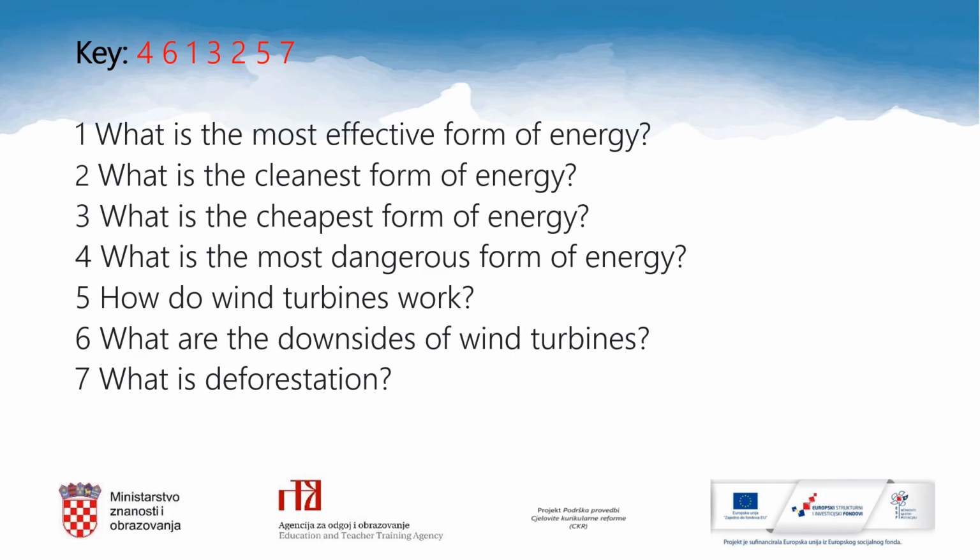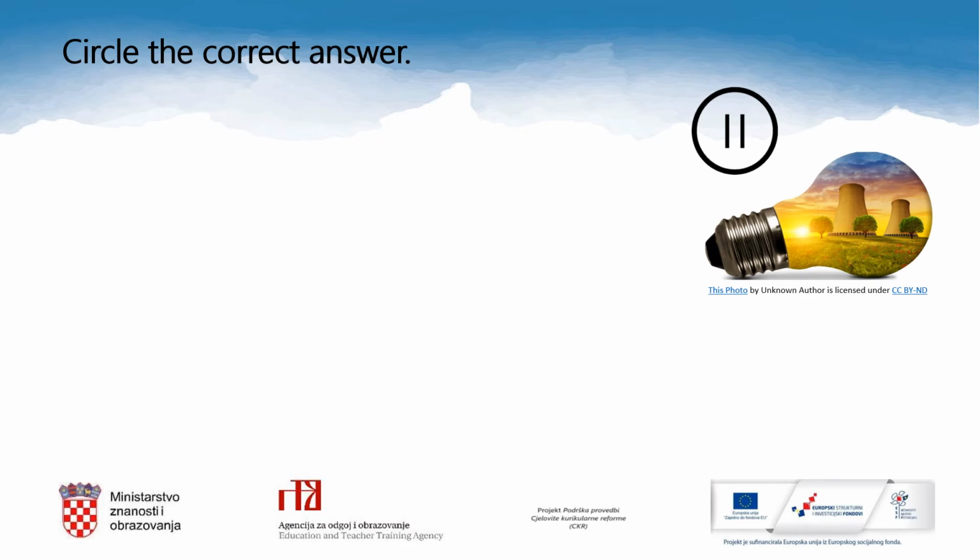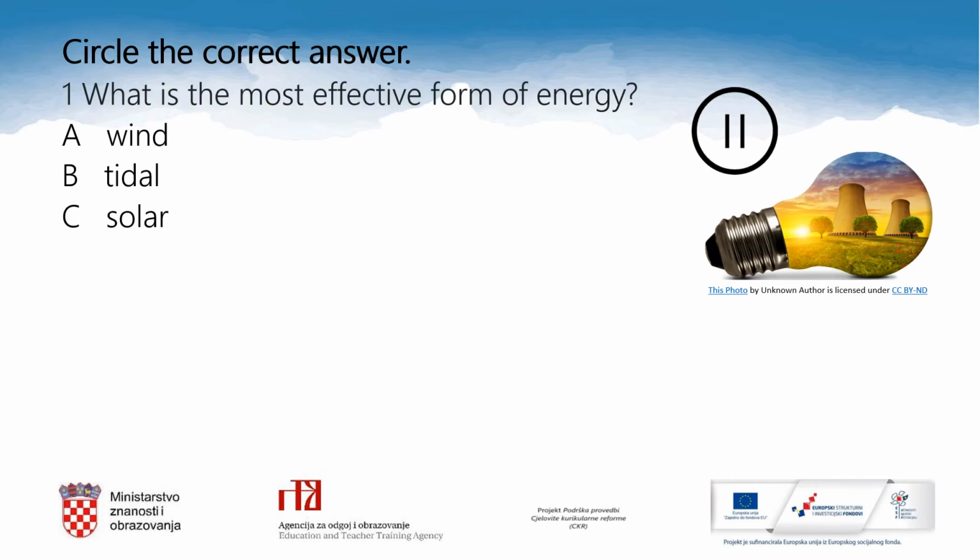So here's the key. 4, 6, 1, 3, 2, 5, 7. You can read the questions yourselves. And now, circle the correct answer. Is it A, B, or C? What is the most effective form of energy?